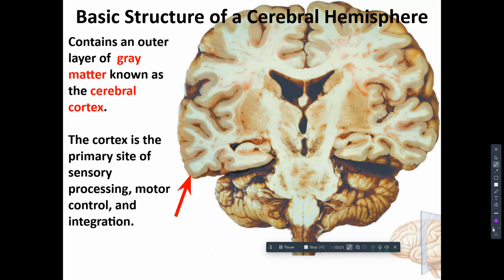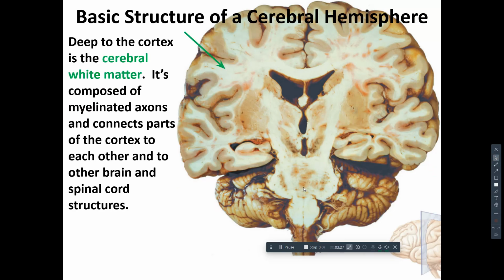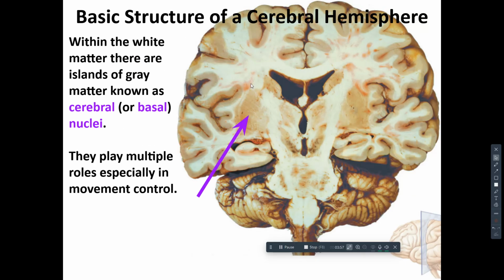Okay, not only is there an outer layer, but of course there is an inner part as well. The inner part is the cerebral white matter, and the cerebral white matter is made of myelinated axons, which are carrying signals connecting different parts of the cortex to each other, as well as connecting to other parts of the brain and the spinal cord too. So in each cerebral hemisphere, we have cortex on the outside, which is gray matter, and then cerebral white matter, which is deep.